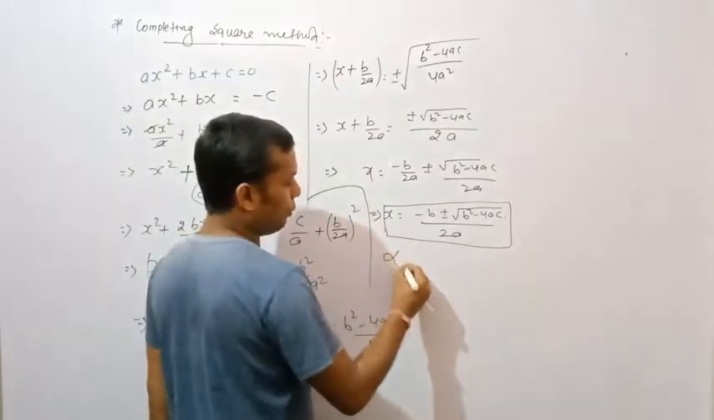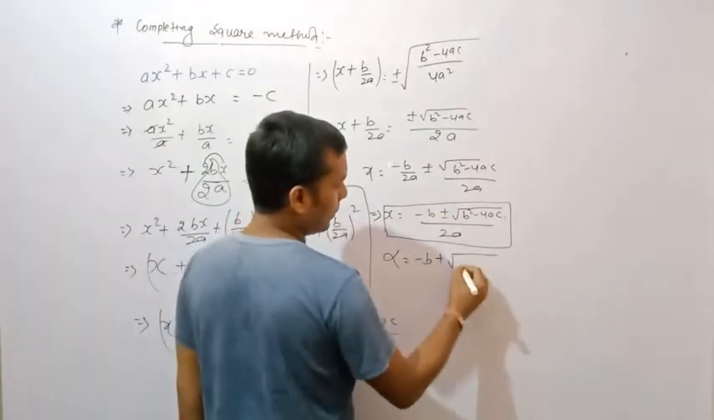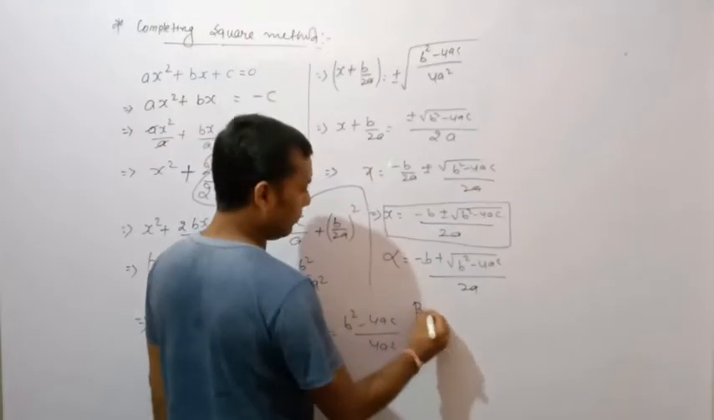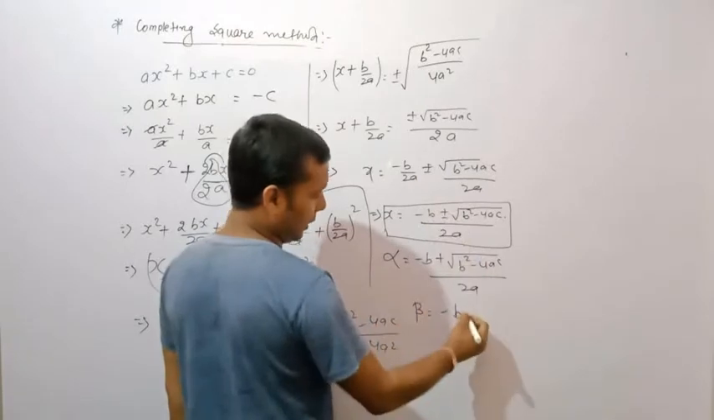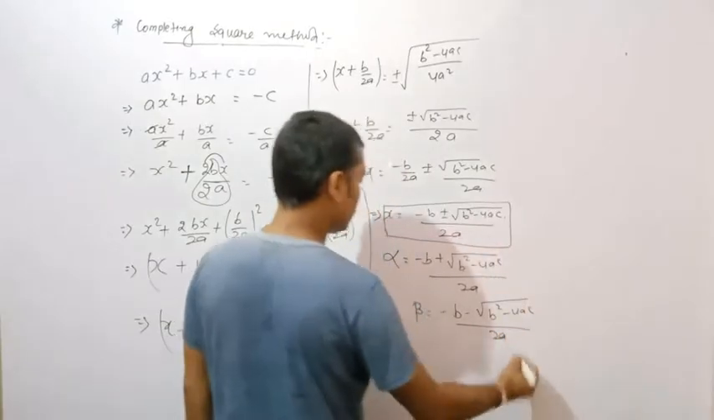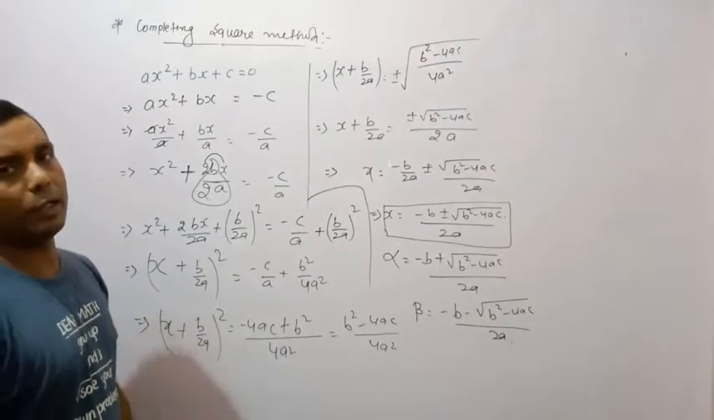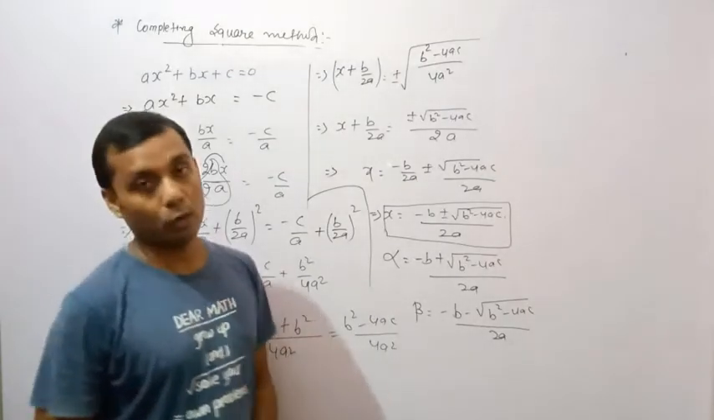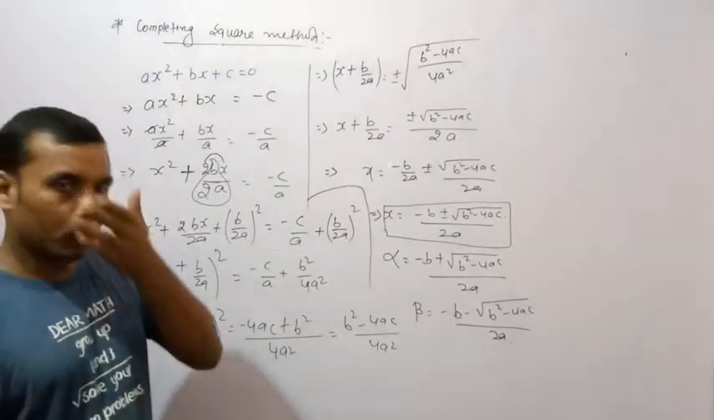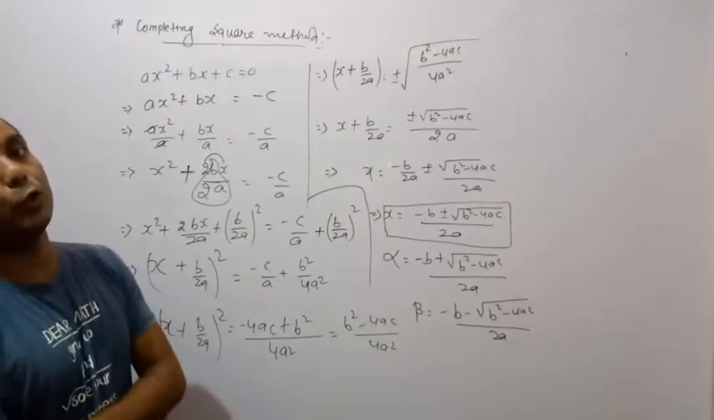For the positive value we write alpha, and for alpha we take the positive sign: (−b + √(b² − 4ac))/2a. For the negative we take beta, with the minus sign: (−b − √(b² − 4ac))/2a. So x = (−b ± √(b² − 4ac))/2a is our quadratic formula. I hope the derivation has been clear to you. Now in the same process, we can compute numerical problems also.